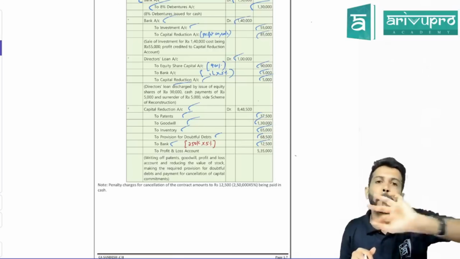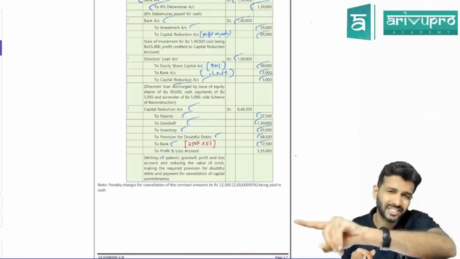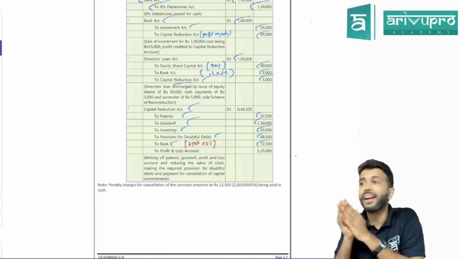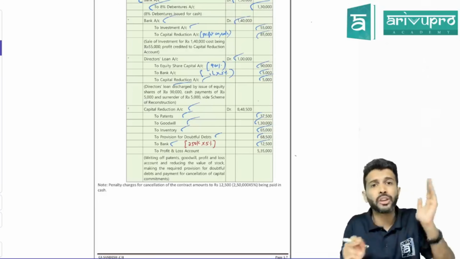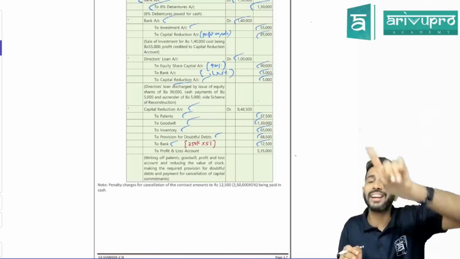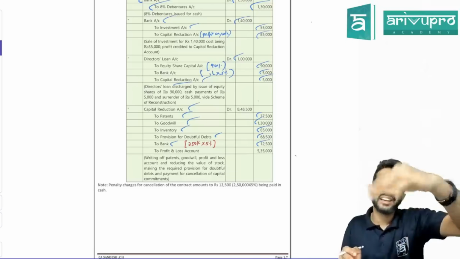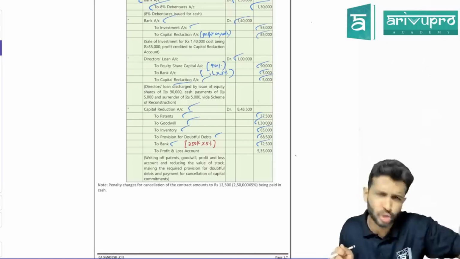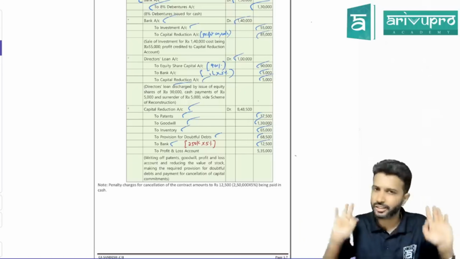Under assets, point number 1, non-current assets. Under non-current assets, point number A, property, plant and equipment. We don't call it fixed asset anymore. Instead of fixed asset, we call it property, plant and equipment. Then if you have any intangible assets, show that. Then if you have any investments, show it. Some others are also there. We are only discussing the common things.